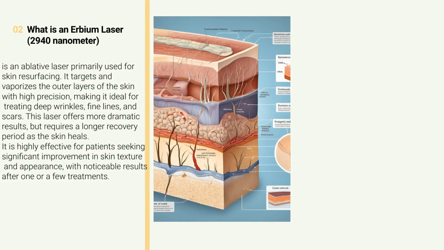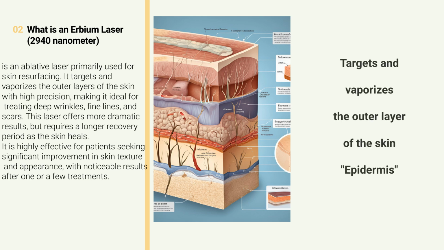What is an erbium laser with a 2,940 nanometer wavelength? It is highly absorbed by water in the skin and targets the outermost layers, making it better suited for precise skin resurfacing. It targets and vaporizes the outer layer of the skin, also known as the epidermis, which makes it ideal for removing fine lines, deep wrinkles, and severe scars, but it also requires more recovery time. Patients need more healing time since the outer skin is removed, but the results are often more dramatic.